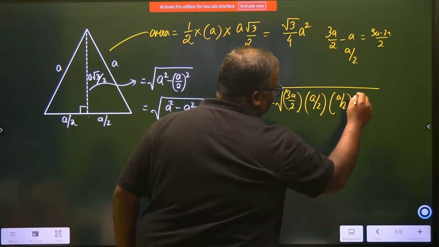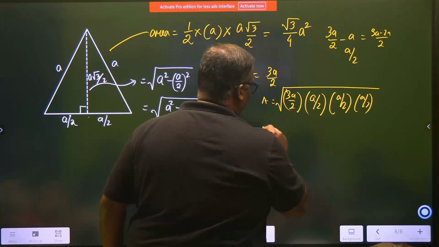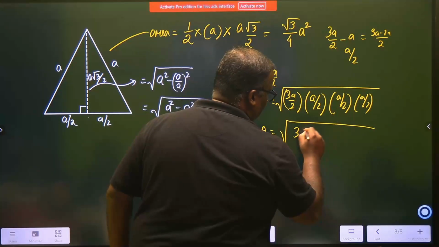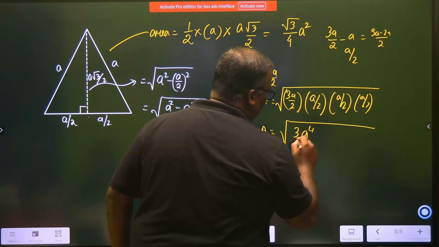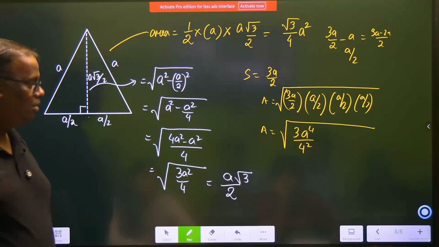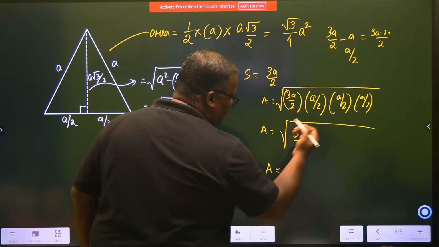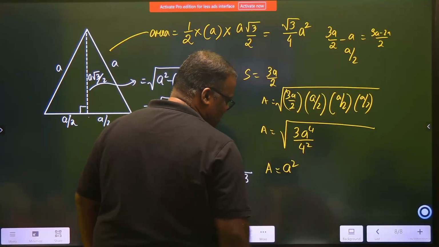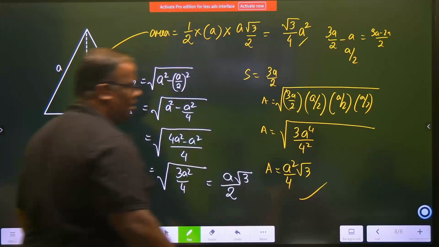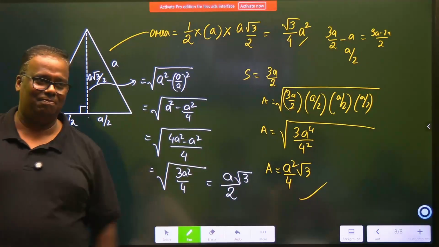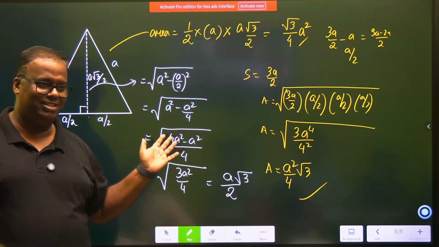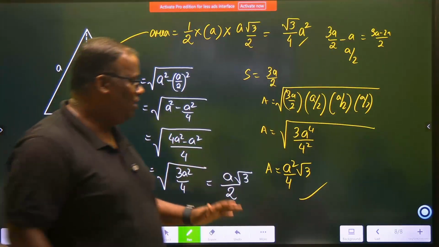And a by 2 will be multiplied 3 times: a by 2, a by 2. So how much is it? Root 3 a to the power 4 by 16. So it is root 3 by 4 a square. Agreed? The a to the 4 will come out as a square, and 16 will come out as 4. All are the same. Whenever you fall in a problem, you can actually do this. Have you understood? Now, sir, why are you doing all this in this chapter?